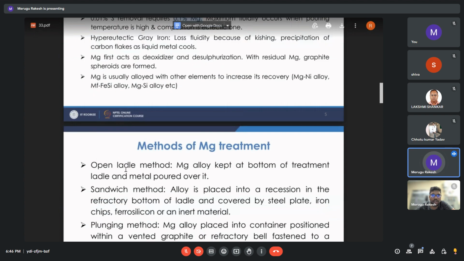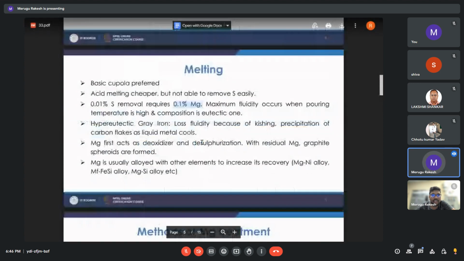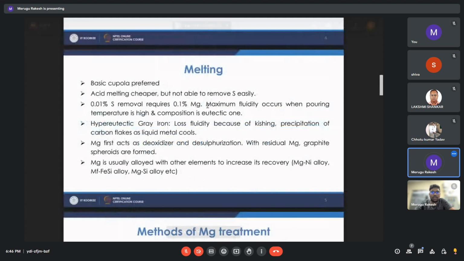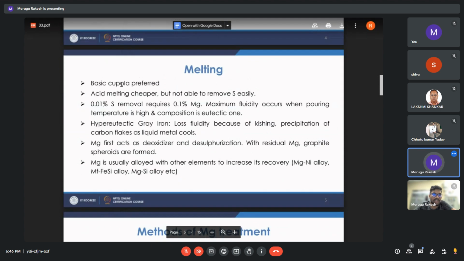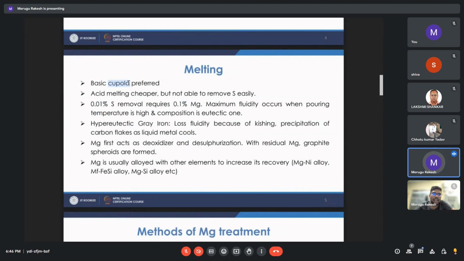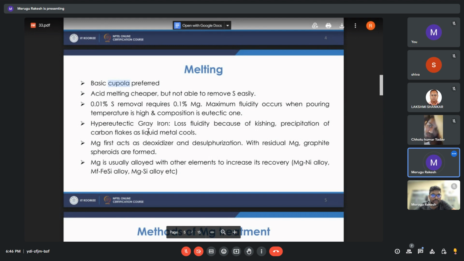So I think there is a method. Yeah, so let me discuss this magnesium also. Sulfur is present even in the cupola, so we reduce that. I think I discussed it in the last class. In the cupola furnace, we add magnesium in order to remove the sulfur present in the pig iron as well, in this case, ductile iron.